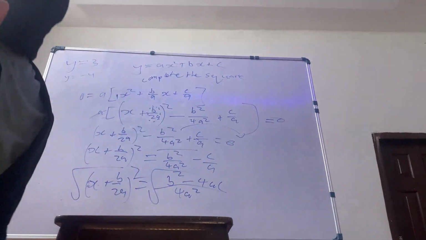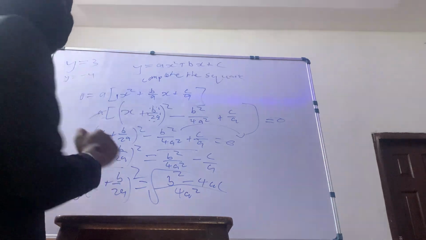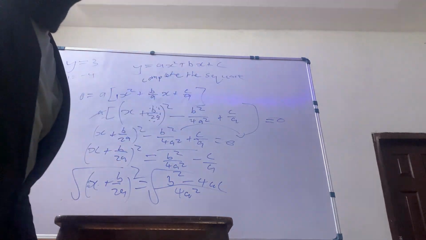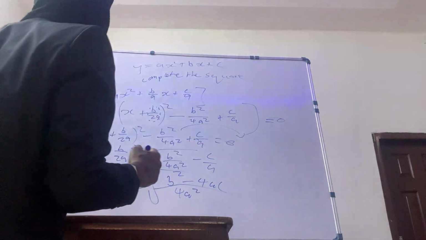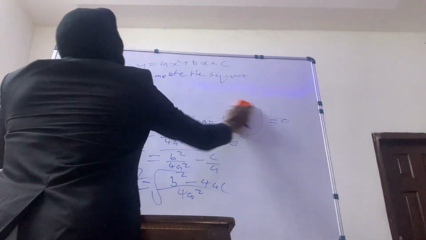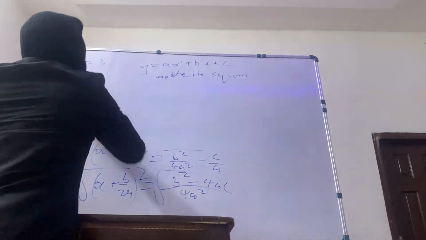You see, when we are dealing with equations, whatever happens to the left-hand side should also happen to the right-hand side. We are balancing. It's called balancing the sides. So after doing so, we are going to remain with what?